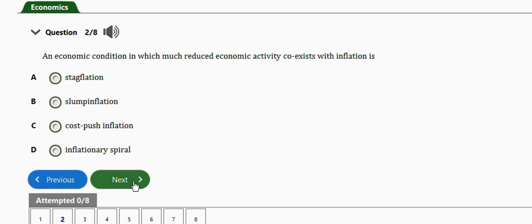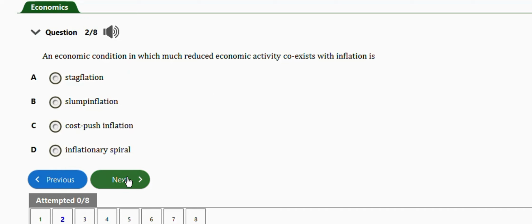Next question is this one. It says an economic condition in which much reduced economic activity coexists with inflation is, we have stagflation, slump inflation, cost push inflation, inflationary spiral. The right answer is option B, which is slump inflation. Okay, very important. Take note of this question.